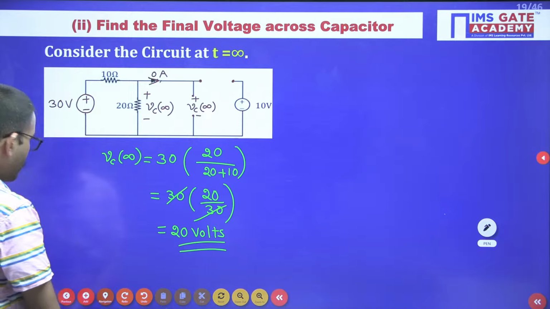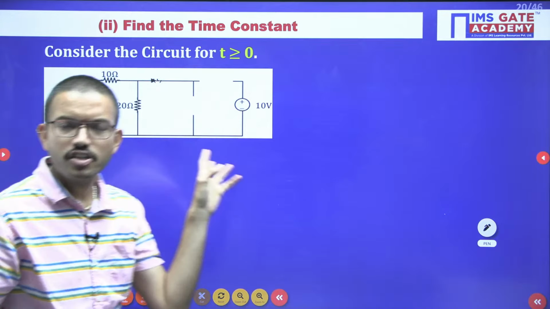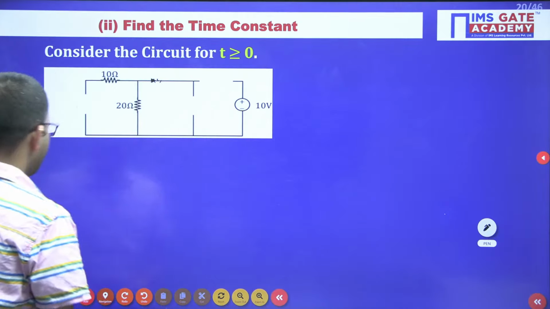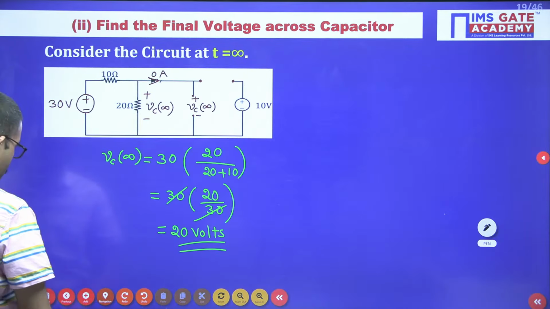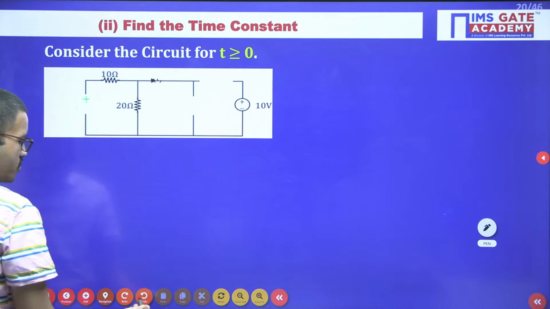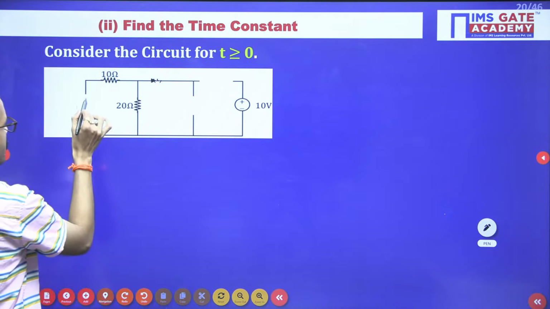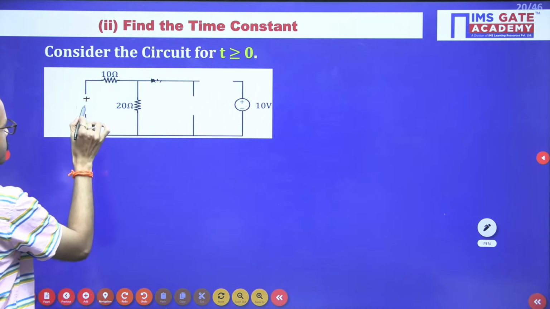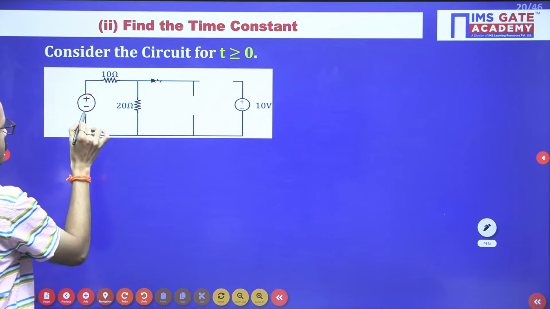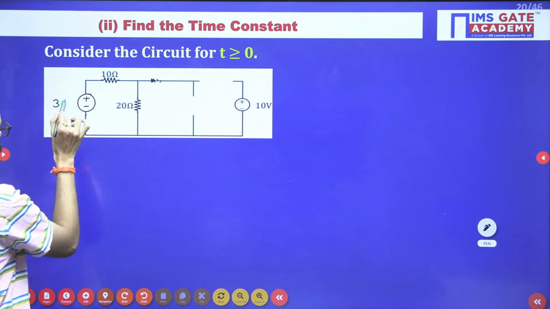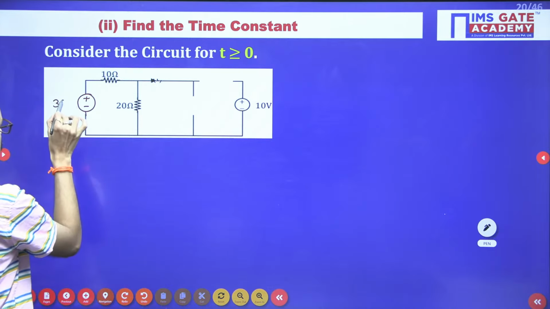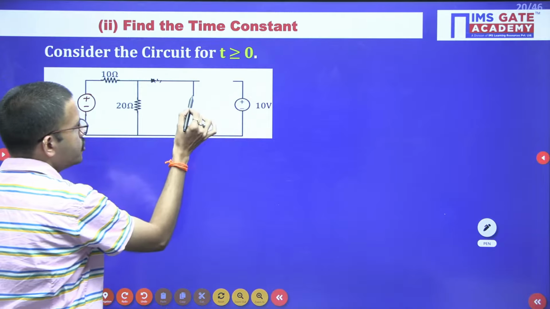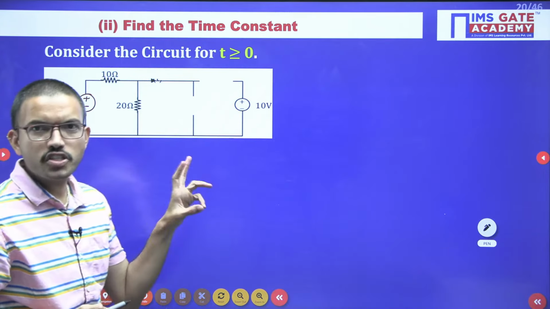Now we have to consider the circuit diagram once again for t greater than or equal to 0. Now let us calculate the time constant, just like the previous question, right? So here, just by observing the previous circuit, now I am considering this 30 volt source. We have connected this 30 volt source from t equal to 0 instant onwards, right? Okay. Now here you will have the capacitor.